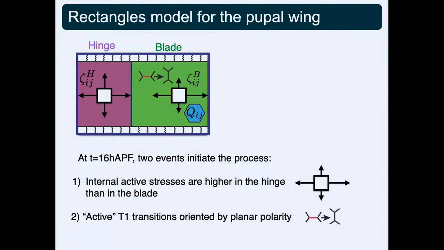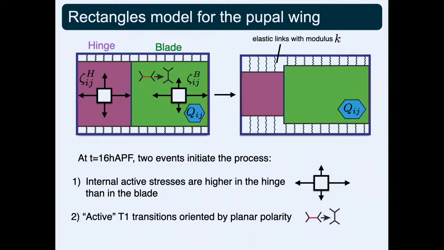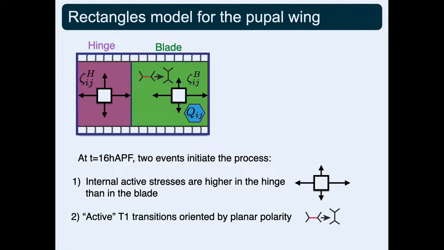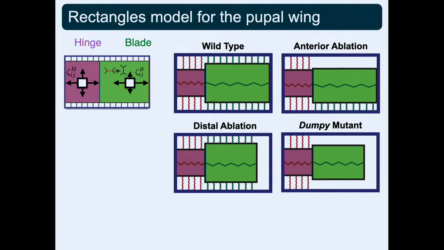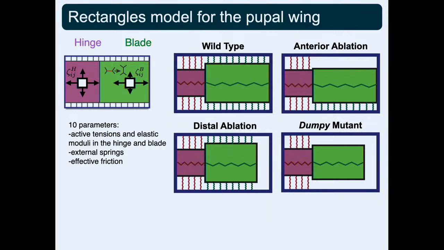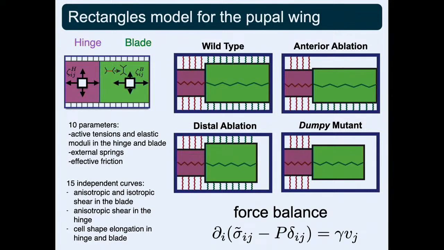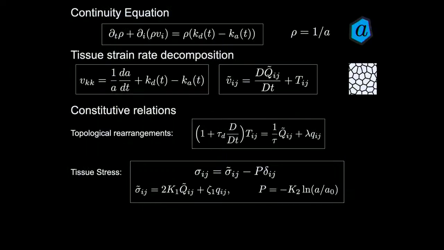We have large contractile active stress here compared to this, which we know from experiment. We put in spring boundary conditions. Now we have three different experiments: the wild type, the ablation where mechanically the springs were chopped off near here, the distal ablation where they are chopped, and the dumpy where there are no springs in the blade. We take all these scenarios; we have 10 parameters but 15 independent curves. We calculate the force balance equation using all the set of equations we have.